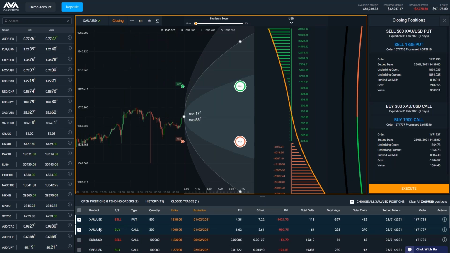There you go. So these are my two existing positions. I've bought a call and I've sold a put. And you can see all the details of them. I could do a partial close if they had the same amounts, but they don't have the same amounts. One is in 500 and one is in 300. That's why you see the red slope is greater than the green slope. Right? The position on the bottom is bigger.